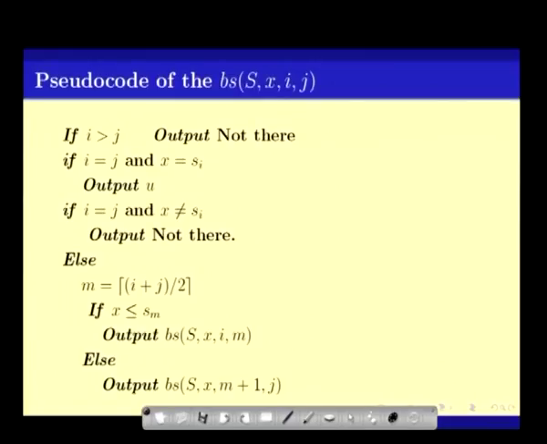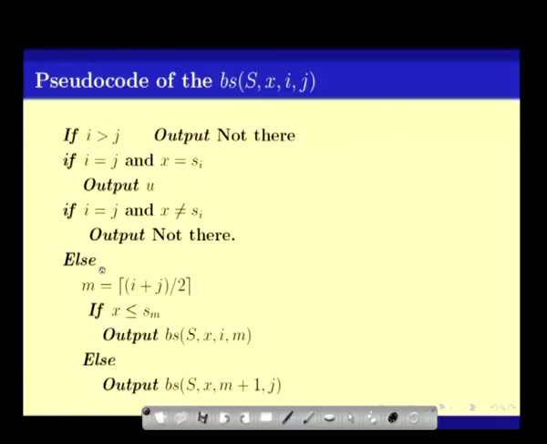Now, here is a pseudocode for this algorithm, I call it BS for binary search. We have the inputs S, X, I and J, and you may recall we have to check whether X is in the list Si, Si plus 1 to Sj. Note that if I is greater than J, of course, the output is not there, it makes no sense. If I is equal to J, then X, if it exists, must be equal to Si. So, you just check if X is equal to Si and then output yes. If I is equal to J and X is not equal to Si, then you output not there. Till this point everything is fine.